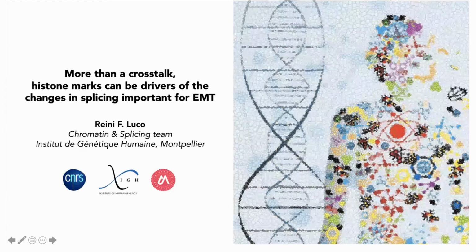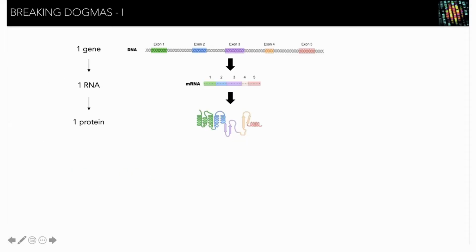So as the title is suggesting, the idea here is to show a major role for histone modifications in alternative splicing. And in order to get there, little by little, I would like to start breaking some dogmas. Some of them are pretty obvious for you, some others are not that obvious. First, we're going to go little by little.